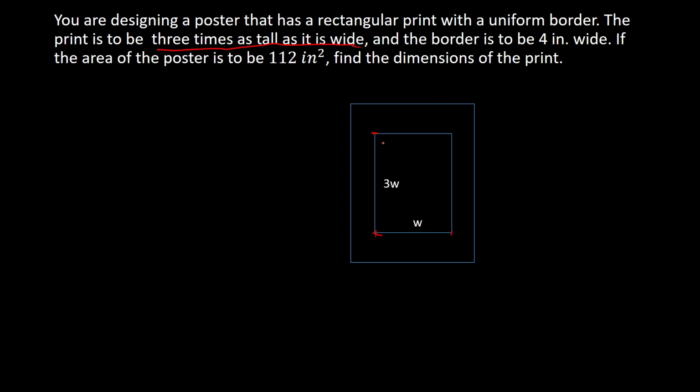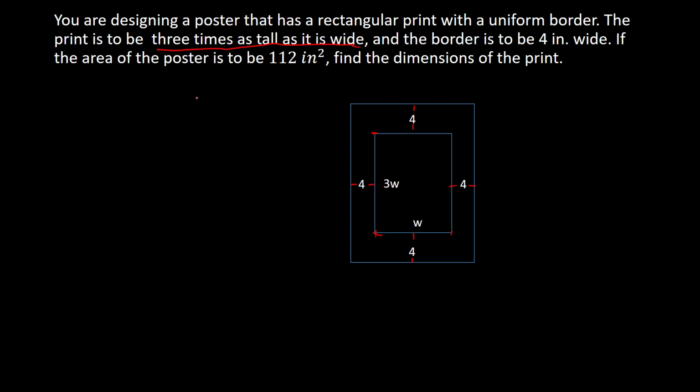And the border, it says, is to be 4 inches wide. So the border all the way around is 4 inches. So from here to here is 4 inches, there to there is 4, and then here to here, and then from here to here. Those are all 4 inches.